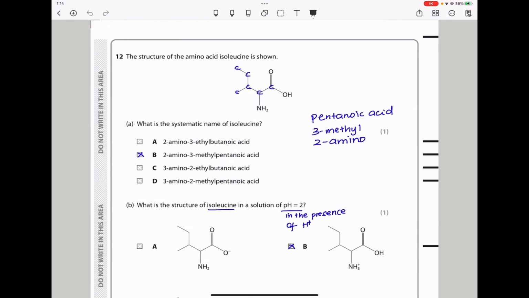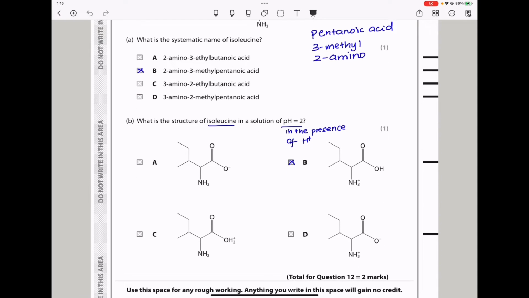Moving on. Question 12. The structure of the amino acid isoleucine is as shown here. What is the systematic name of isoleucine? We have 1, 2, 3, 4, 5. So there are 5 carbons in the main chain, which is going to be pentanoic acid because it's a carboxylic acid. But we have a methyl on carbon 3 and we have an amino on carbon 2. Of course, this is going to be carbon 1. So the name is going to be 2-amino 3-methyl pentanoic acid, and B is the answer.